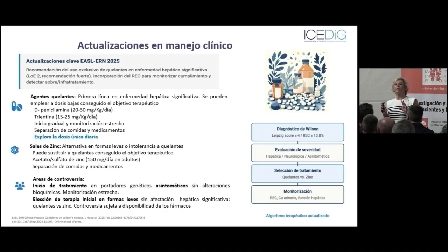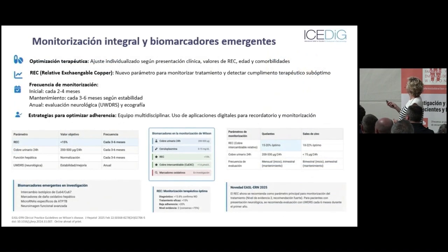There's a novelty to explore a single daily dose, and the perspectives are quite promising. And it would be wonderful if you could only use this once a day, and zinc salt is here. I think zinc salt is an alternative, and then there's controversy about initiation of treatment in carriers who are symptomatic. Right now, close monitoring is the choice, and then initial therapy in mild forms without significant liver involvement, whether you use chelating agents or zinc. This is a controversy, and it all depends on drug availability.